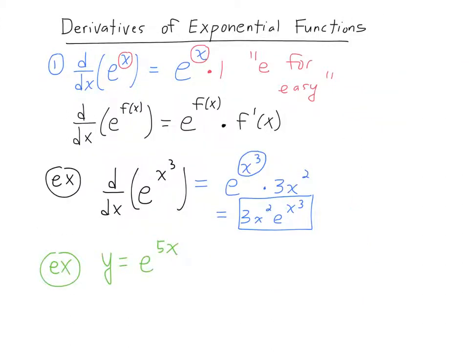One more example here, y equals e to the 5x. We're looking to find our derivative. If it's linear for the power, we know the derivative of that is going to be just the number in front of x, so 5. So we put that in front, and then e for easy, we get the same thing back. Okay?